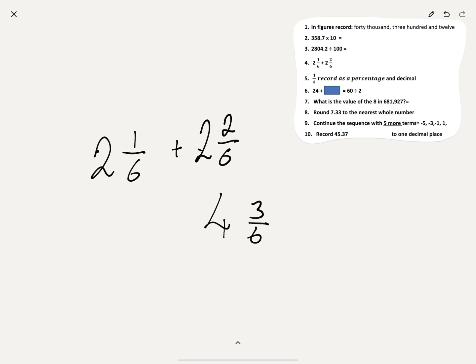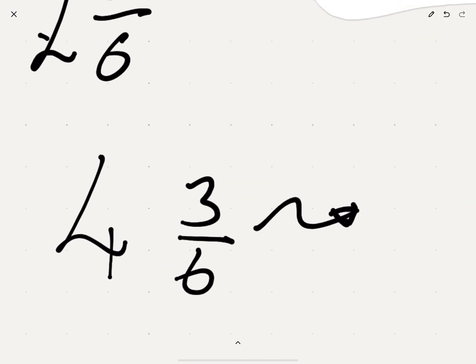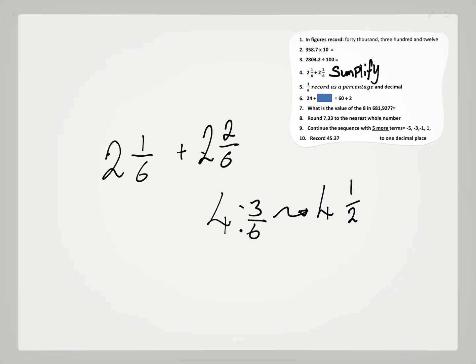Or, if you want to really show off, and it asks you to simplify, then you look at the simplest terms that you can give me this fraction in. 3 sixths, what can you divide both of them by? 3, yeah. Sorry. Nobody else in the room, I'm just having a conversation with myself. So the 4 stays the same. But if you divide both the numerator and the denominator by 3, then you get 4 and a half. 4 and a half sounds simpler.